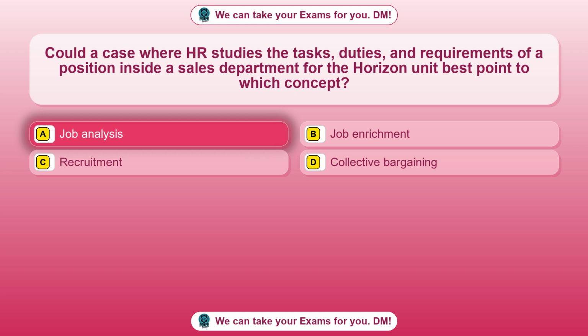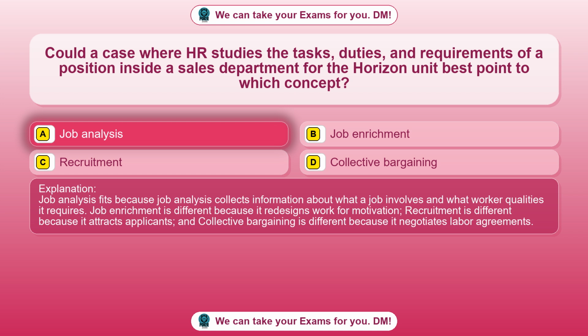The correct answer is option A, job analysis. Job analysis fits because job analysis collects information about what a job involves and what worker qualities it requires. Job enrichment is different because it redesigns work for motivation. Recruitment is different because it attracts applicants, and collective bargaining is different because it negotiates labor agreements.